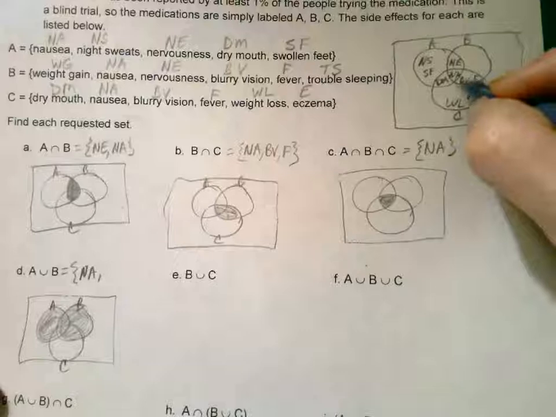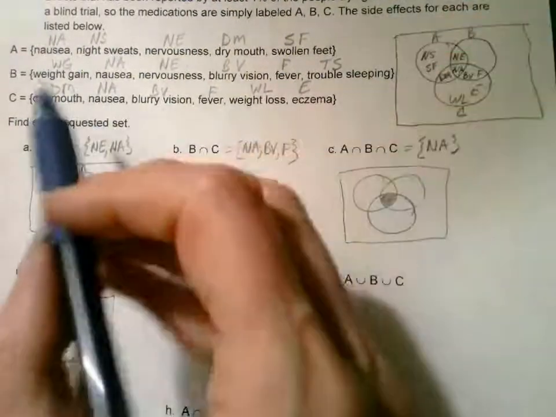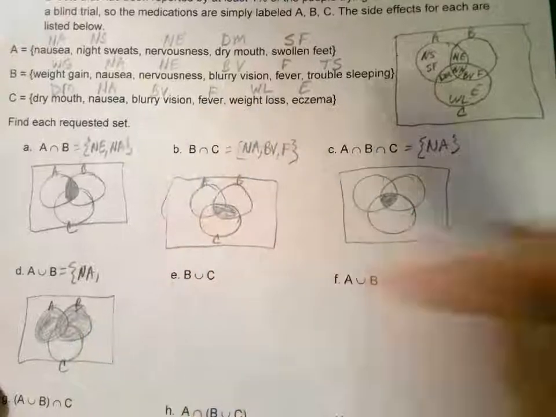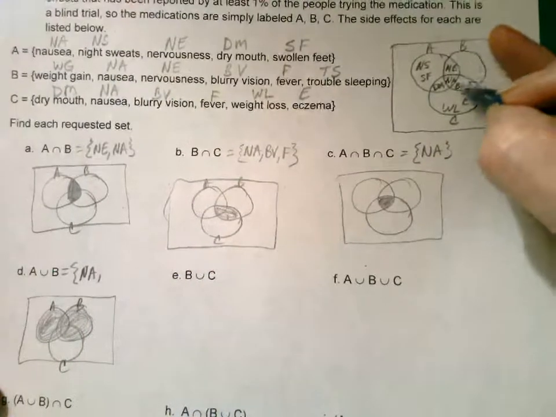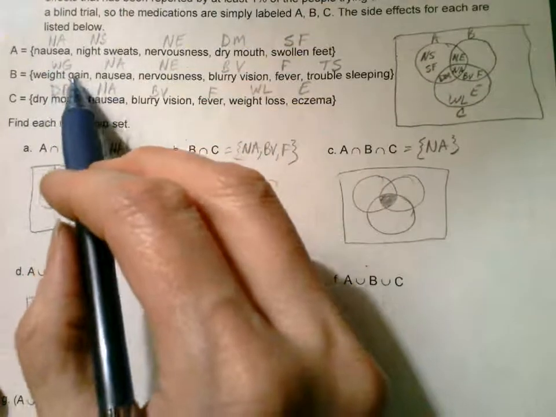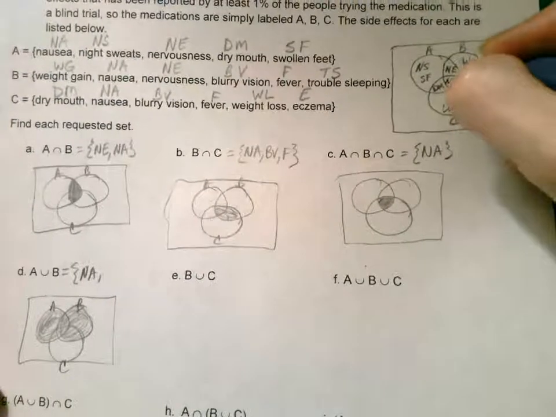While I'm up here, I might as well finish. Let's see. 1, 2, 3, 4, 5, 6 things in C. And I need to put more in B. I have 1, 2, 3, 4, 5, 6. And there's 6 things in B. So what am I missing? It's only in B is weight gain.